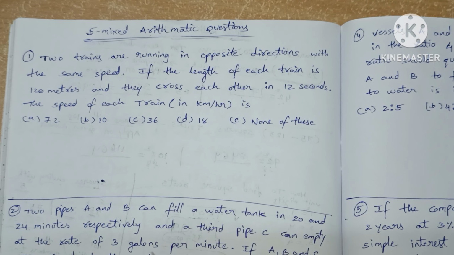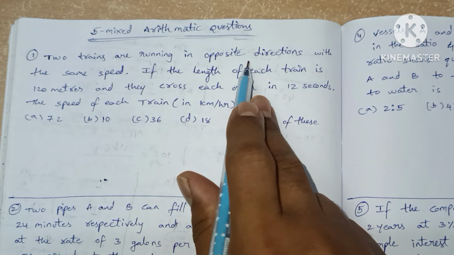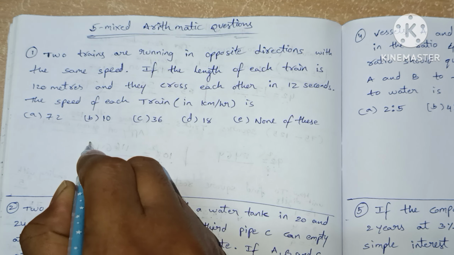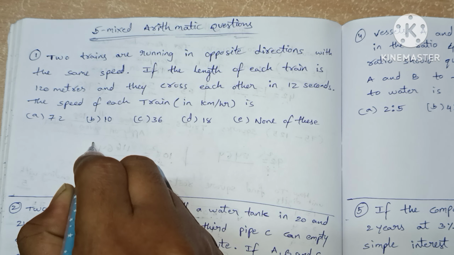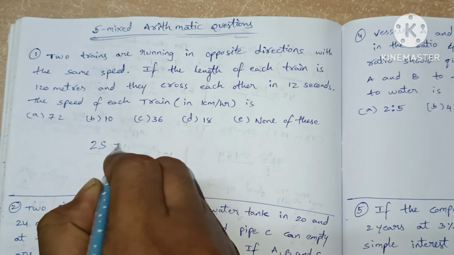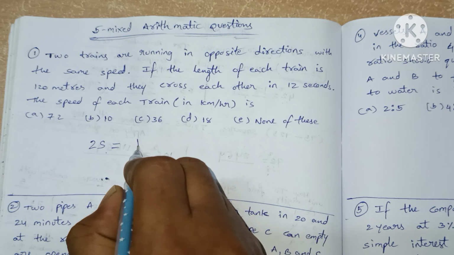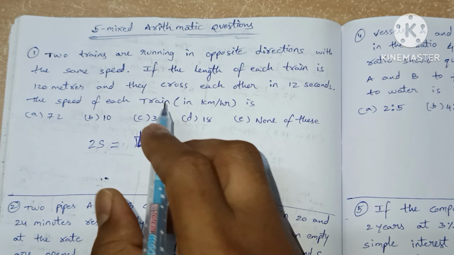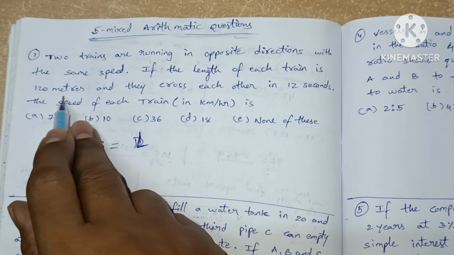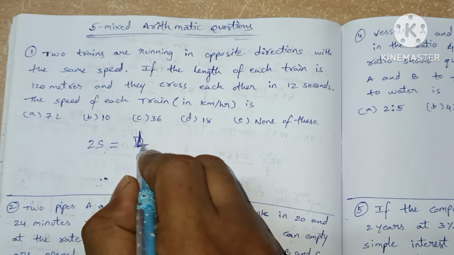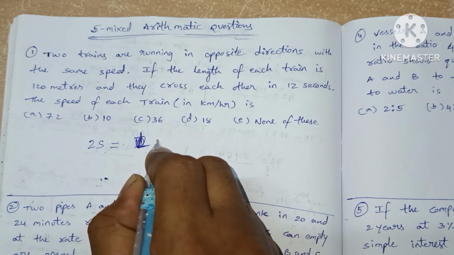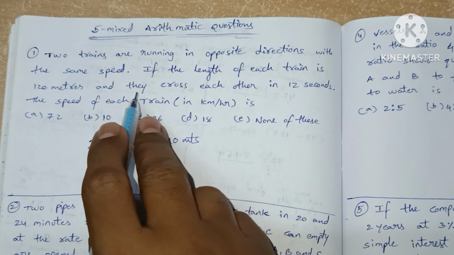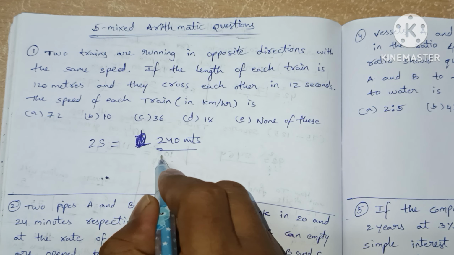5 mixed arithmetic questions. First question: two trains are running in opposite direction with the same speed. So relative speed will be same speed, S and S. So S plus S is 2S. Distance means length. Length means L1 plus L2. If the length of each train is 120 meters, both the trains have the same length, 120 and 120, which is 240 meters, and they crossed each other in 12 seconds.